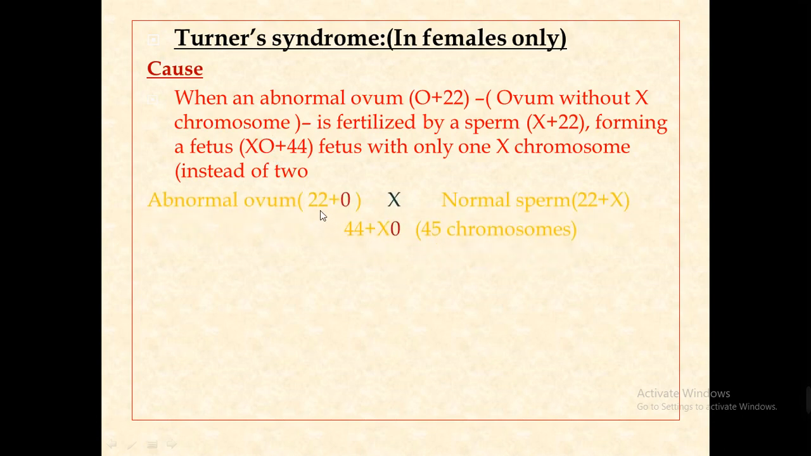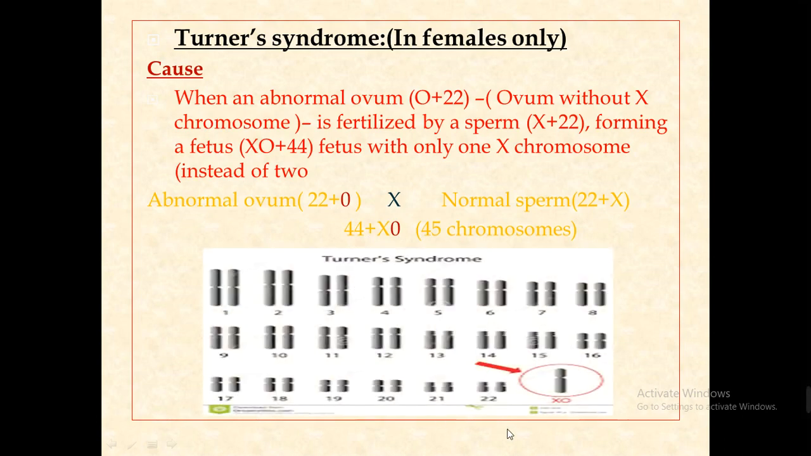Here is the structure. Abnormal ovum 22 plus 0, there is no X chromosome here, and normal sperm 22 plus X. So the fetus will be 44 plus X 0. There is a missing X here. So all the chromosomes will be 45 chromosomes, not 46. And this is the karyotype of the Turner syndrome female. The last pair of chromosomes, XX, is missing one of the X's. Okay, X0.